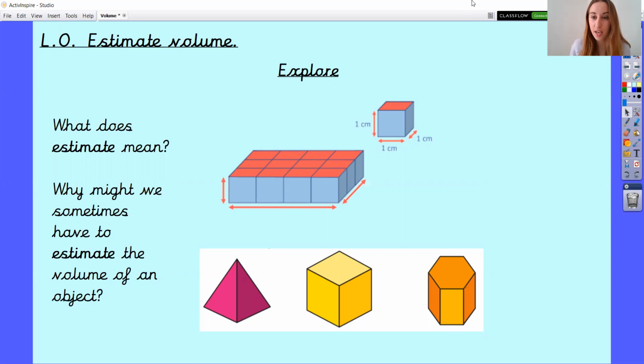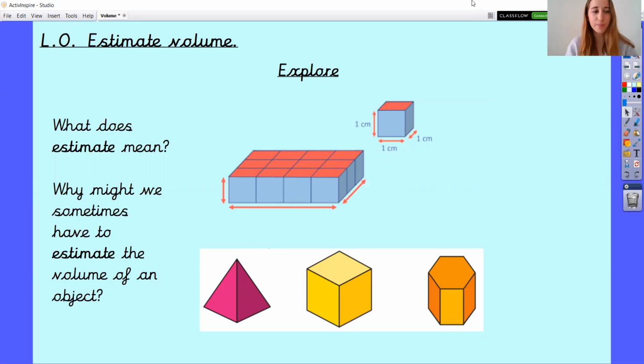So to estimate something, often people say it's like guessing. I would say it's a little bit different to just guessing. You're using your knowledge to make a best guess. So it's not totally guessing, oh, I think the volume is going to be 27 centimeters cubed. You're using what you know and then applying that to come up with something that is roughly accurate, okay?